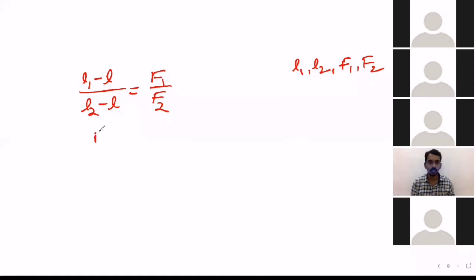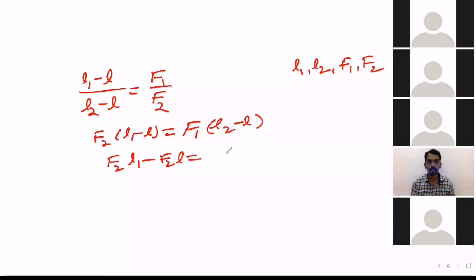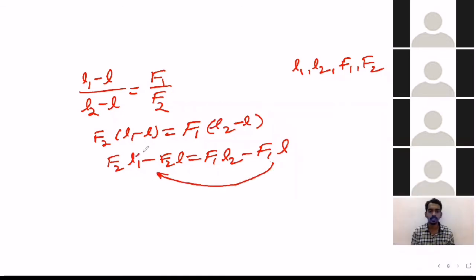Now you cross multiply it so that F2 times (L1 minus L) equals F1 times (L2 minus L). So F2L1 minus F2L equal to F1L2 minus F1L. We have to find which value? L value. So that's why bring L values to one side. This you bring this side and this you take the other side. This is minus, if it comes to the left side, it will become plus.